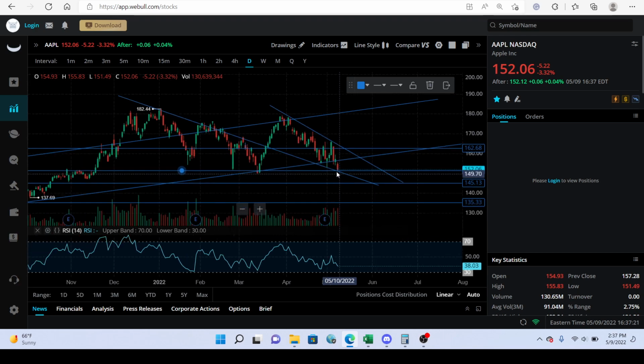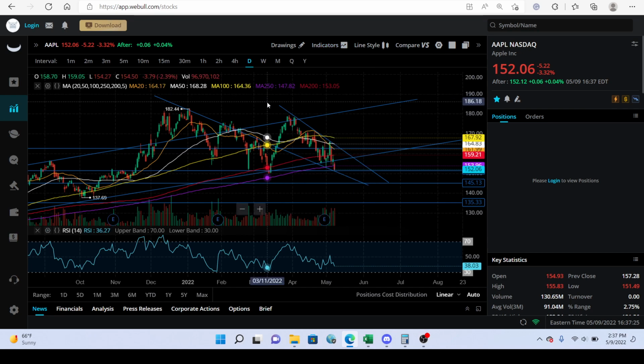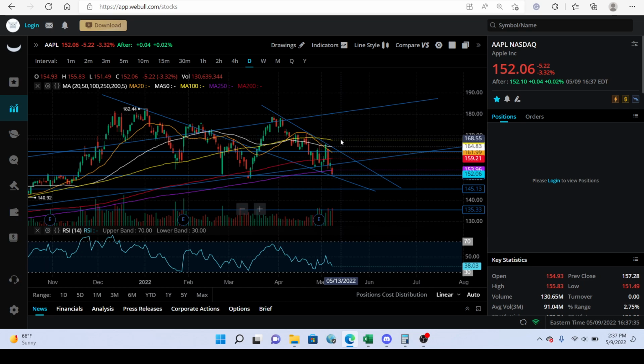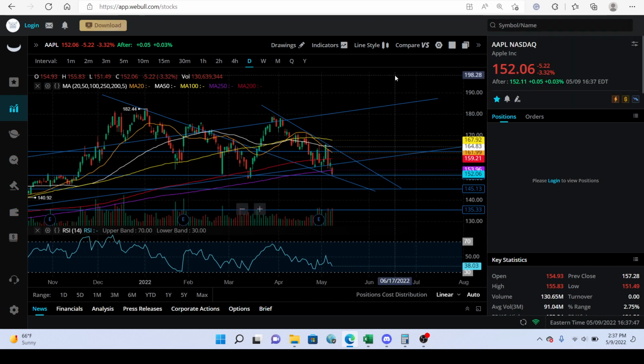Now you're going to notice that I'm not really using moving averages. And the reason why is because we're basically below every single moving average on just about every single chart out there, other than bullish commodities. So the moving averages, they're not going to tell us much right now because we're below every single one of them. And let's see, what else do I want to look at? Let's look at Google. I haven't looked at Google in a while.